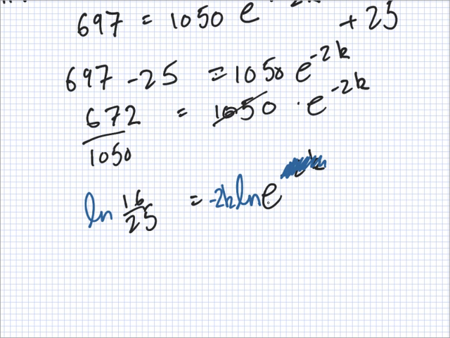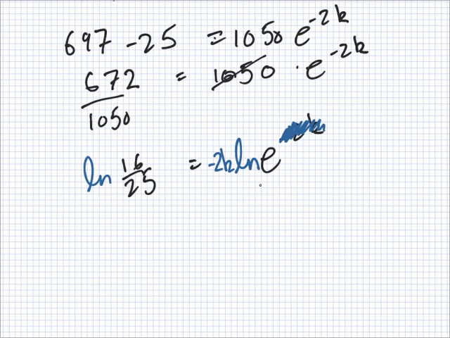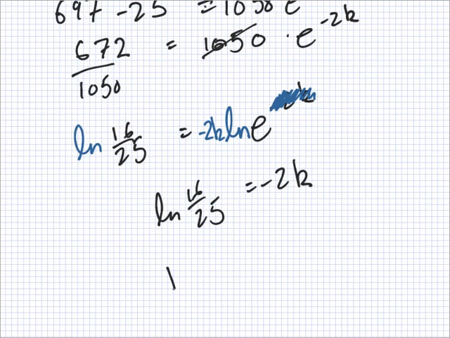You're about to say it, but you're not. Yes, that's it, Jeff. ln e is 1. So we get log 16 over 25 equals minus 2k. So we get k equals log 16 over 25 over minus 2.